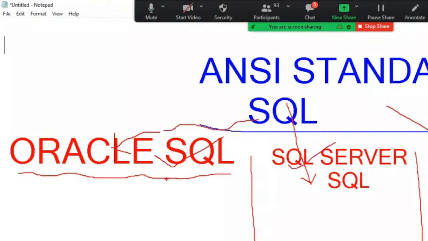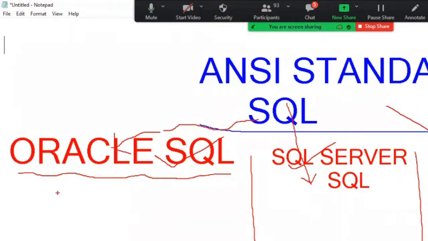How do we differentiate these SQL languages? Conceptually they are the same. Table is there, view is there, procedure, function, trigger, package in Oracle SQL. In SQL Server also: what is table, view, synonym, index, procedure, function, trigger, the same. In MySQL also table, procedure, function, trigger. These are the same conceptually, but syntactically totally different.